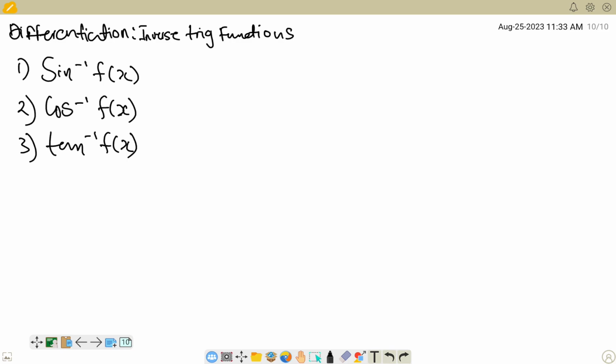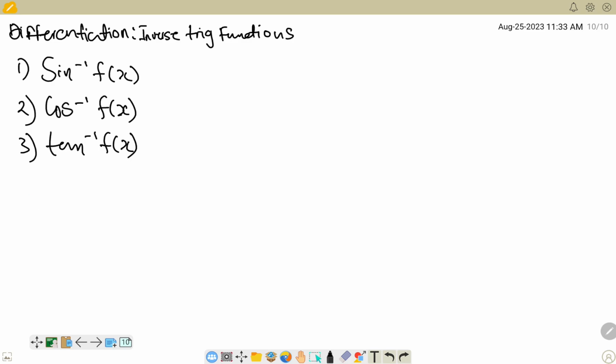Today, I will be taking you through differentiation of inverse trig functions. In this video, we'll only look at arcsine, arccos, and arctan. All these inverse trig functions have their own specific formula that is used to differentiate. Let's look at arcsine first, and we'll look at them in that order.